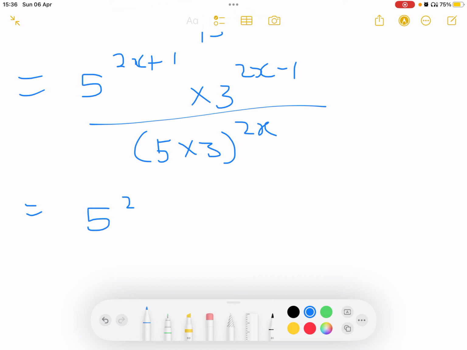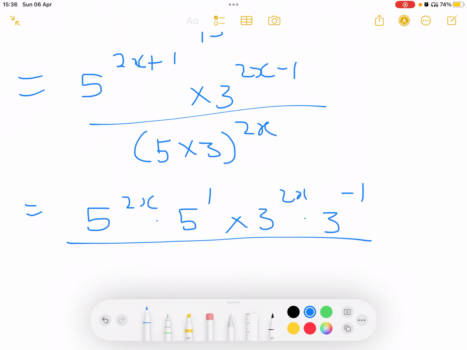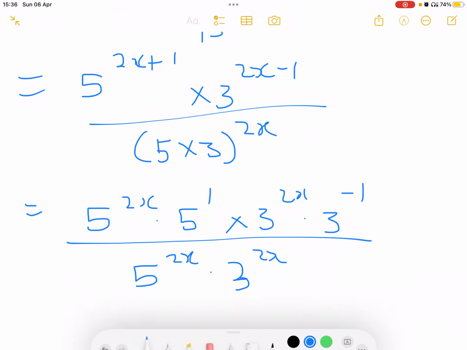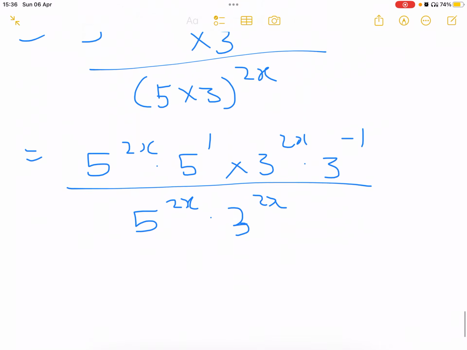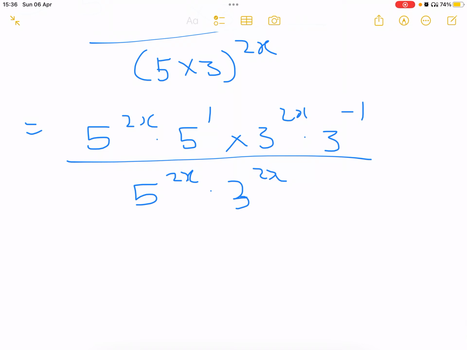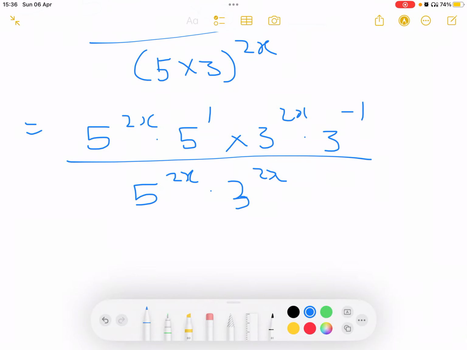Right, this becomes 5 to the power of 2x multiplied by 5 to the power of 1 multiplied by 3 to the power of 2x multiplied by 3 to the power of negative 1 all over. Now I'll have to apply what I call law number 3 or 4, I forgot. That's 5 to the power of 2x multiplied by 3 to the power of 2x.